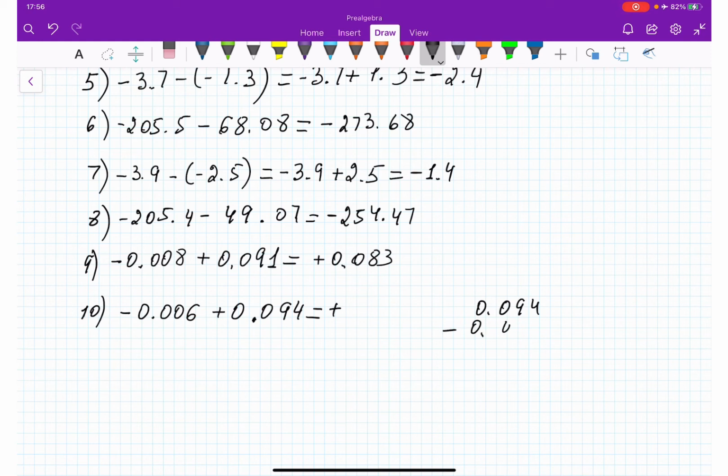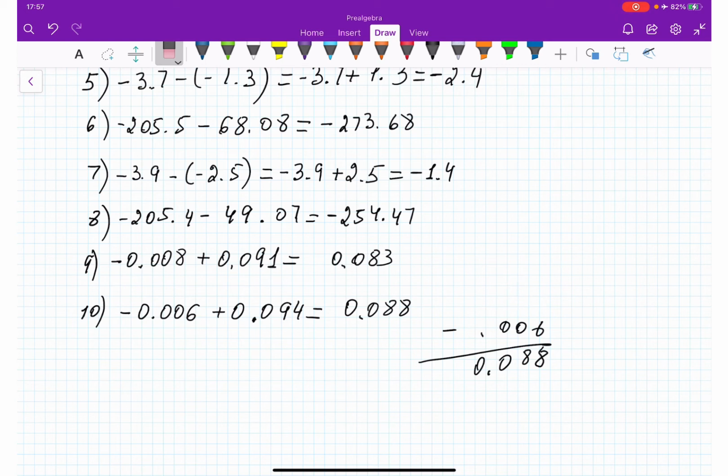Minus 0.006. 14 minus 6 is 8. Here we have left 8, 88. This is 0, this is 0. So 0.088. Let me clean this to positive sign. We don't have to have it.